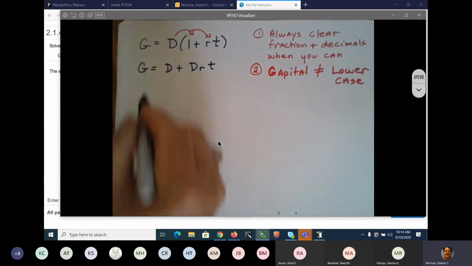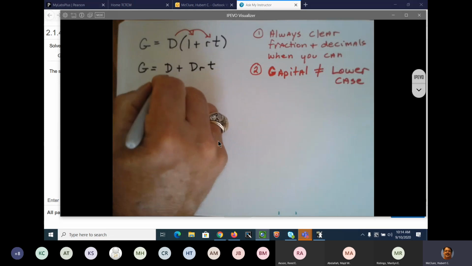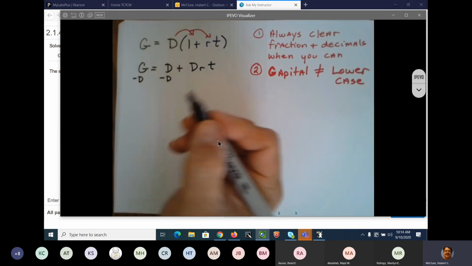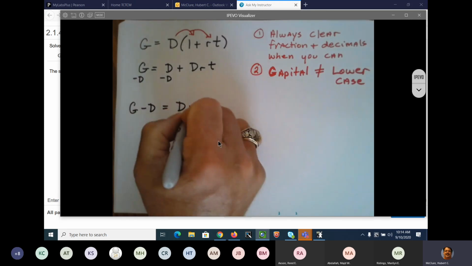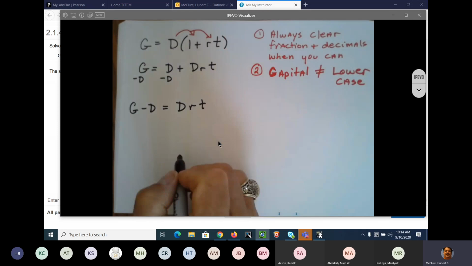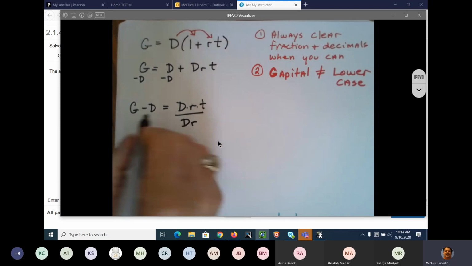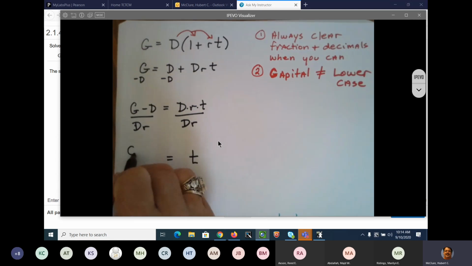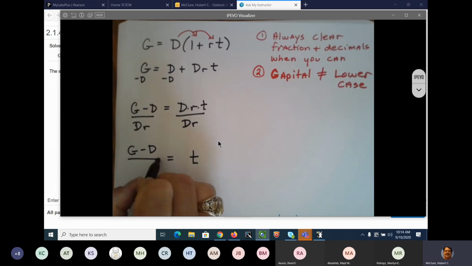And now I'm going to get rid of D. So I'm going to subtract D. G minus D is equal to dRt. And how do you get rid of multiplying by dR? You divide by dR. So t is equal to G minus D over dR.